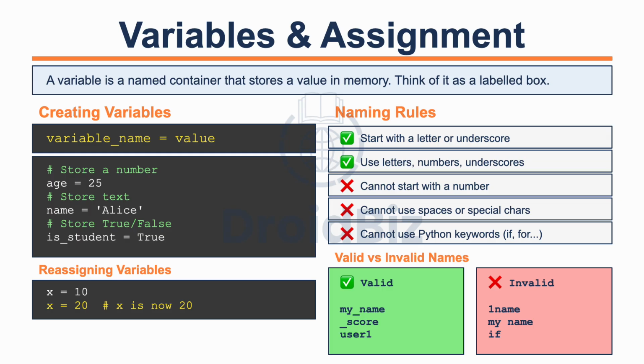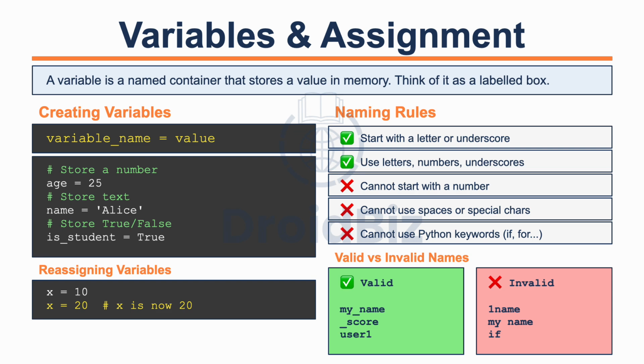The equals sign here means assignment. You're storing a value into the variable. Let us look at some examples. To store a number, write age = 25. The variable called age now holds the value 25.